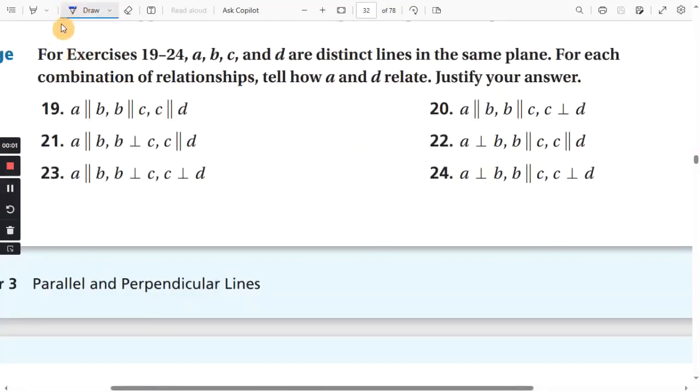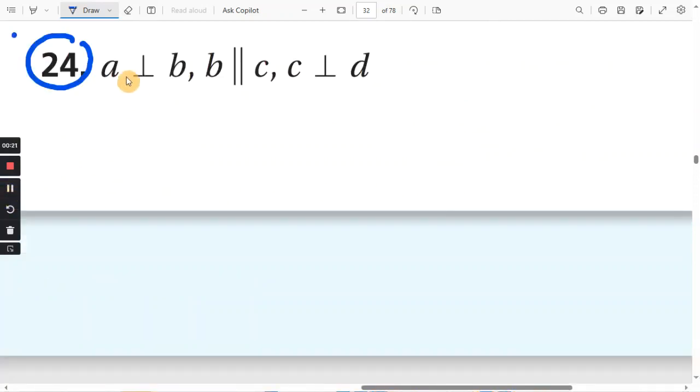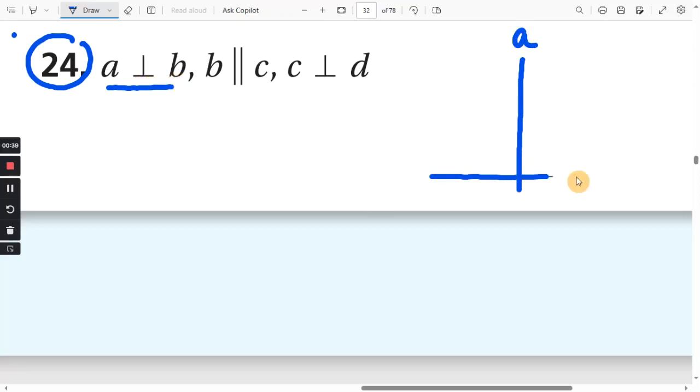All right, for this section right here, numbers 19 through 24, you want to tell how A and D relate and justify your answer. So the best thing to do for each of these problems is to just draw what they say. All right, so let's look at number 24. So the first thing, it says A is perpendicular to B. So let's draw that. All right, I will draw line A. And I'm going to make it have a right angle to line B. All right, simple. Just make it perpendicular.